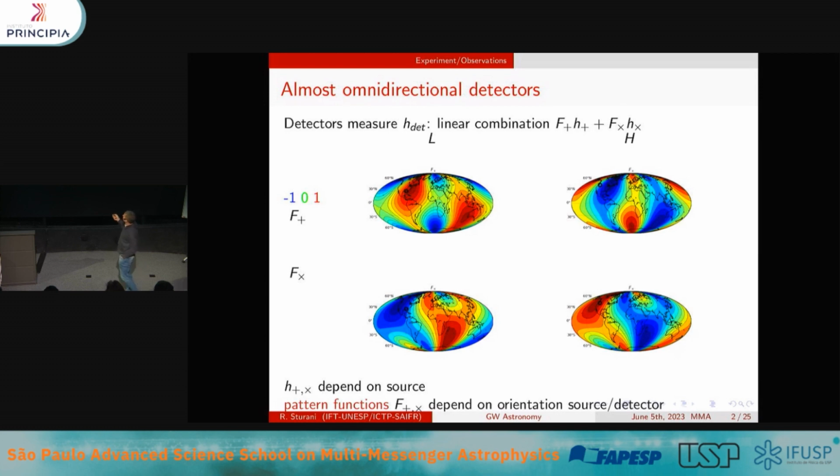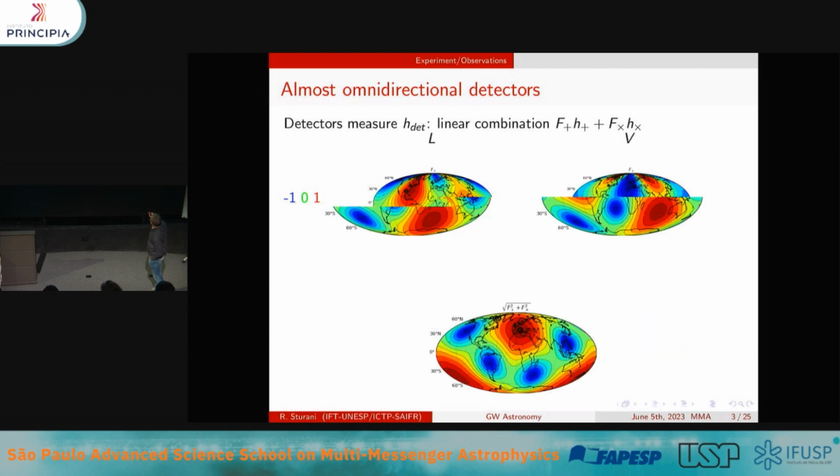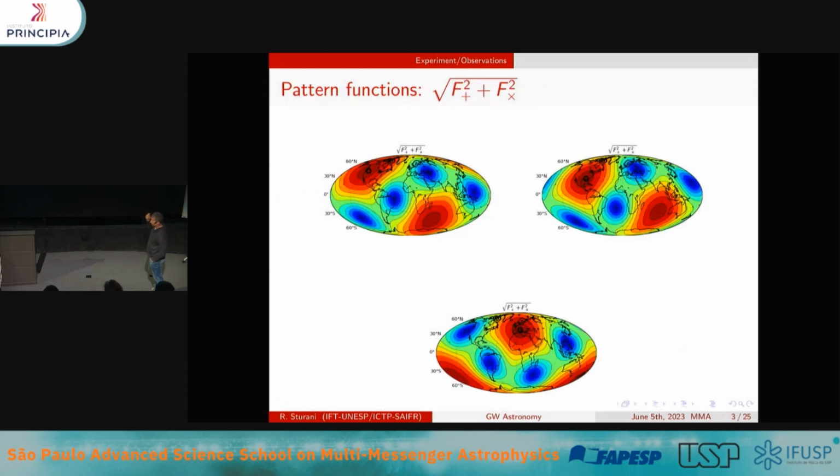So this is a picture. In the color code, you see blue is minus maximum, red is plus maximum, and green is zero-ish. So this is the response of the output of the detector to a source in this position, for LIGO Livingston, LIGO Hanford, or Virgo. But what is nicer to represent is the square root of the quadratic sum of the two. This is more physical. So look at what happens to the output of the detector.